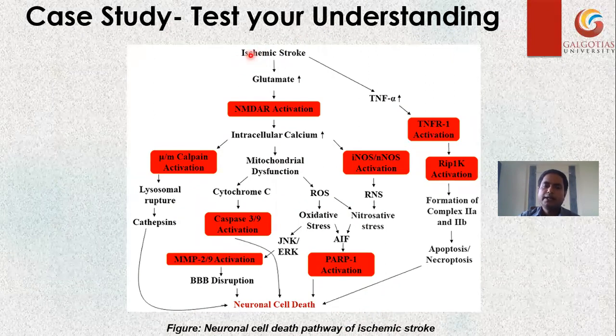For example, when an ischemic stroke incident occurs, ischemia is a deprivation of oxygen and blood flow to the tissue. So when ischemic stroke happens, the glutamate concentration is increased, which leads to NMDA receptor activation. NMDA is the N-methyl-D-aspartate receptor. This receptor is activated for a longer duration, and that can result in an increase in intracellular calcium level.